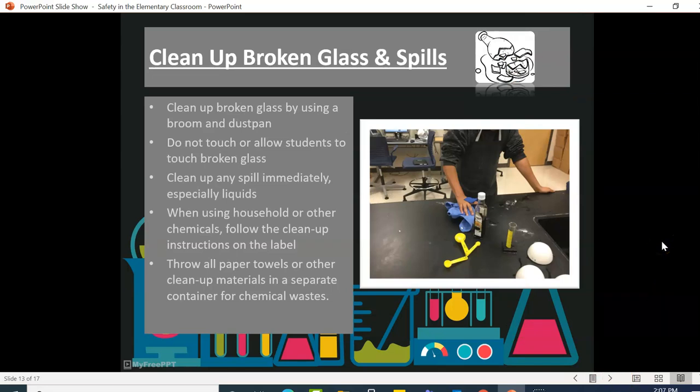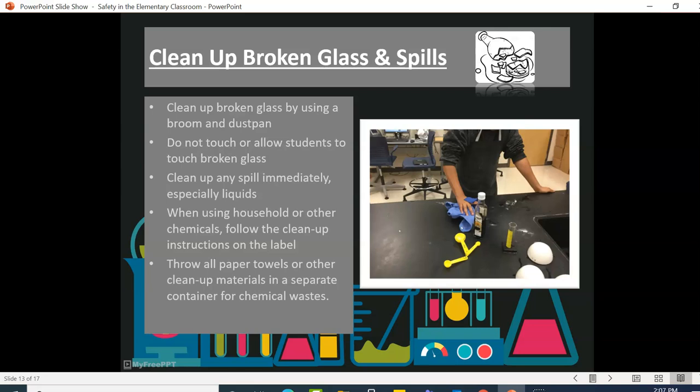Cleaning up broken glass and spills in the lab. Clean up broken glass by using a broom and dustpan. Do not touch and do not allow students to touch broken glass. Dispose of the glass in a separate container and label it to inform others that it contains broken glass.